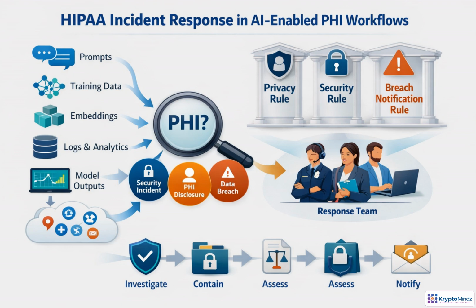AI changes HIPAA incident response because PHI may appear in places traditional playbooks miss. Prompts, embeddings, training sets, logs, outputs, and vendor tools. The first task is classification. Is this a security incident, an impermissible disclosure, or a reportable breach? That answer drives containment, evidence preservation, legal review, and notification timing. Effective response brings security, privacy, compliance, vendors, and AI product owners together early before key facts are lost.